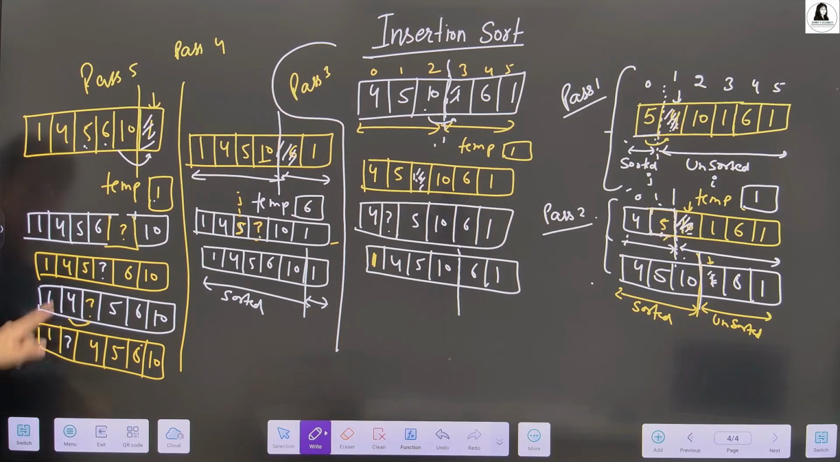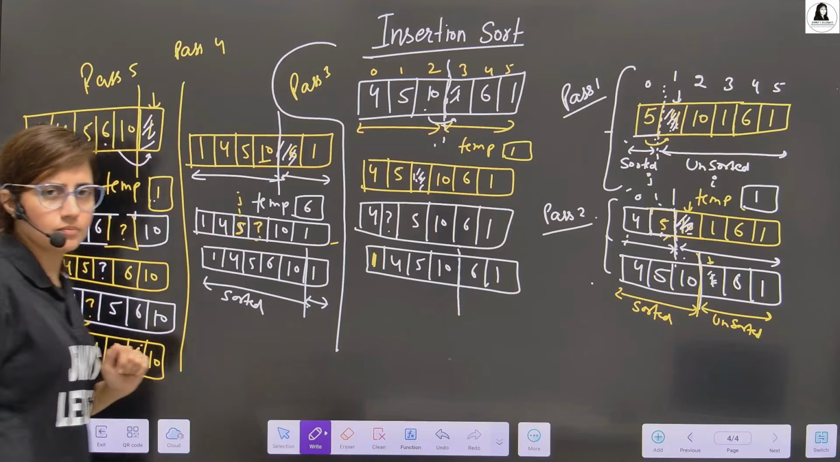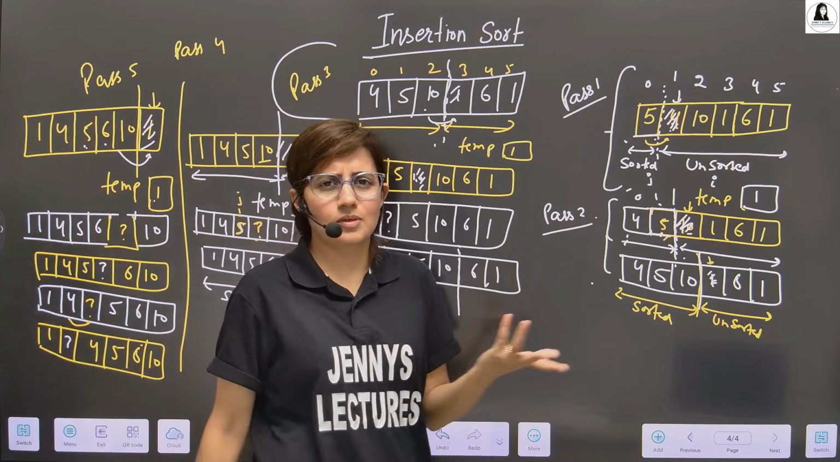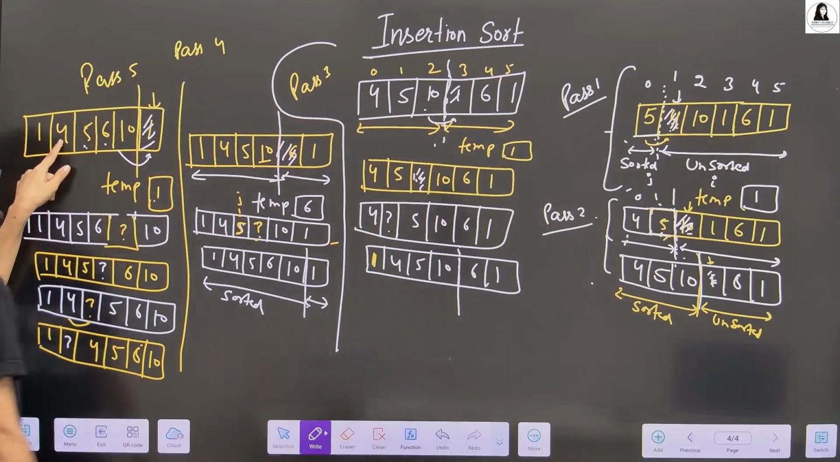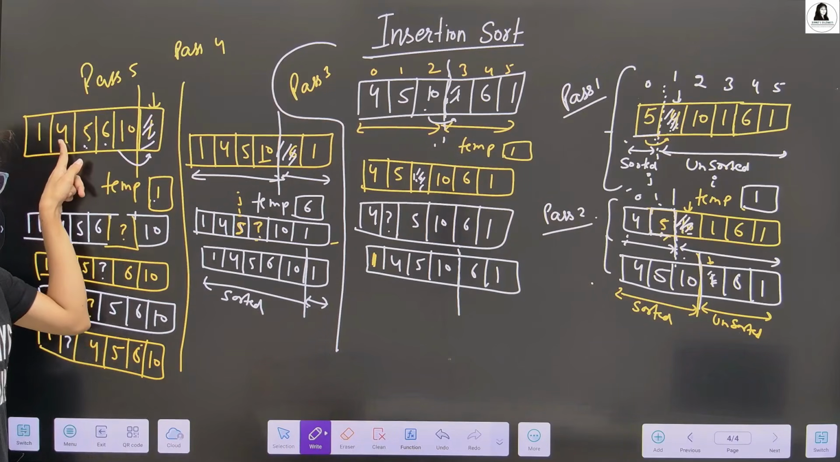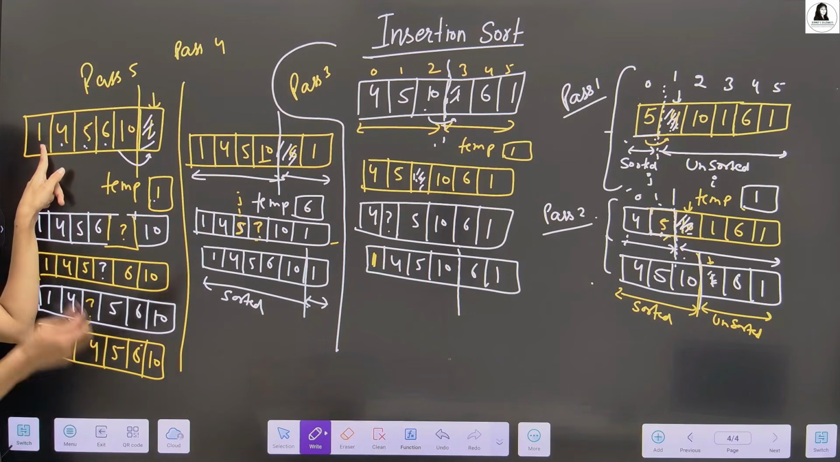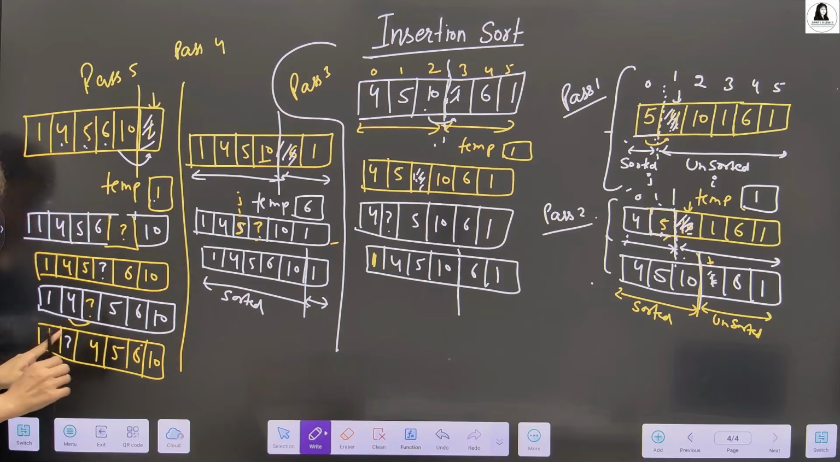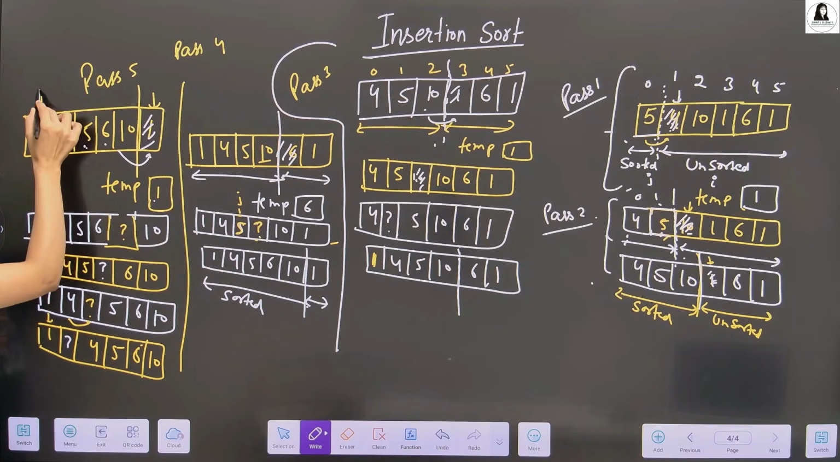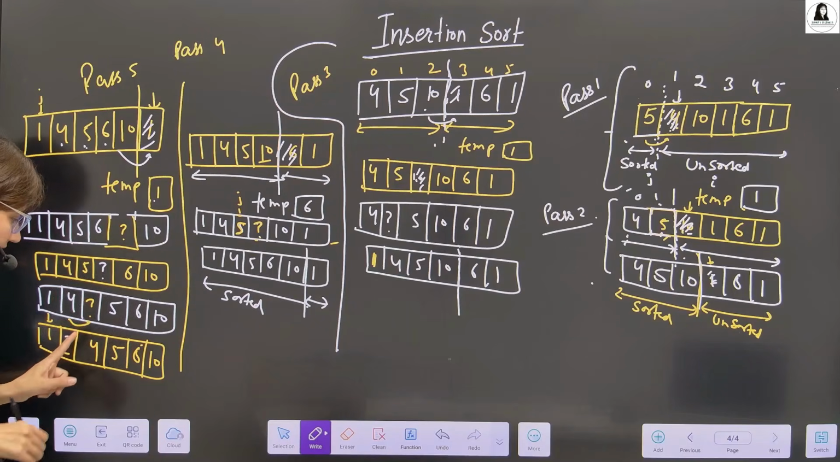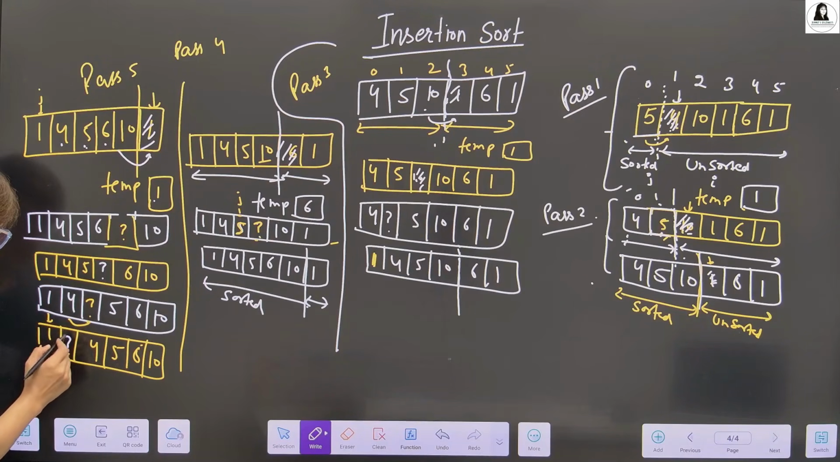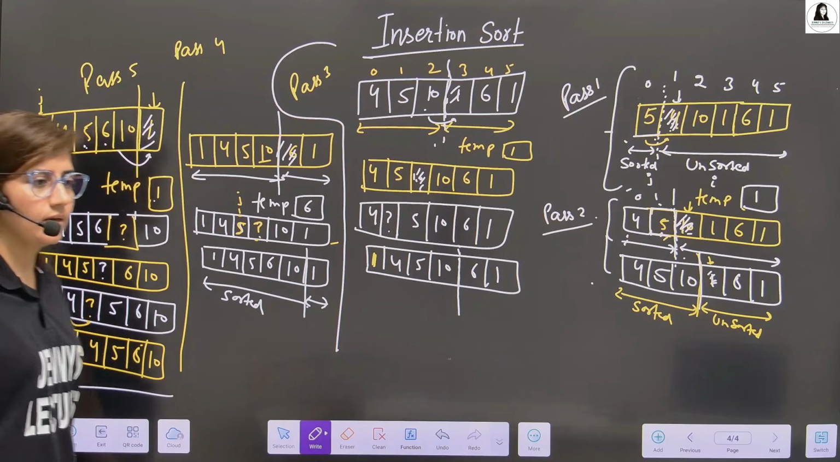Now the remaining element is 1. Compare 1 with 1. Both are equal, so we don't shift. If this one is greater than this, then only we shift. But this is equal or less, so stop. Right now my j is here. At j plus 1, because we have a space, that is the correct position. Insert this temp. So insert 1 here. And now I got the sorted array.